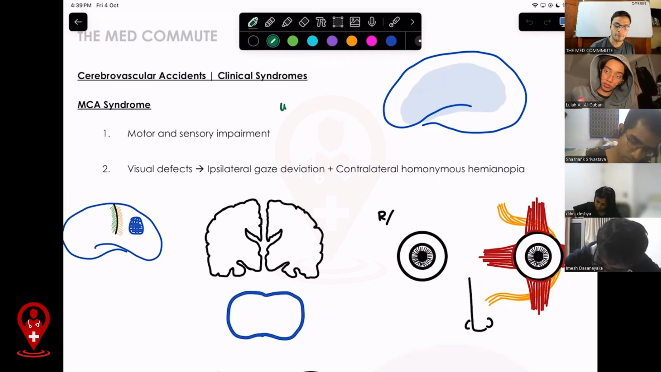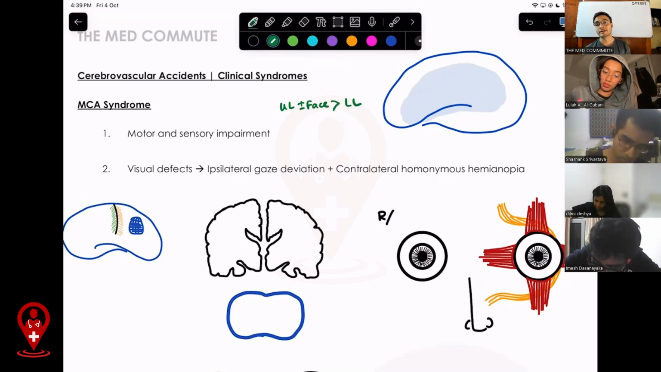And you have to say upper limb plus or minus face is affected more than the lower limb. We discussed yesterday, plus or minus the face, right? Affected more than the lower limb. So that is the motor impairment: spastic type of contralateral weakness. You can call it contralateral hemiparesis or hemiplegia, with the upper limb and the face affected more than the lower limb.